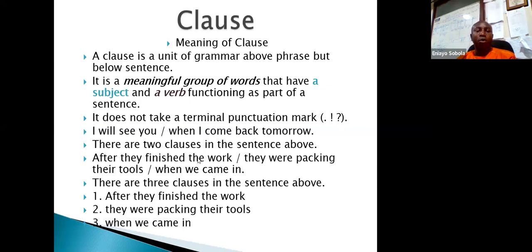After they finish the work, they were packing their tools when we came in. And here we have three clauses. To account for each of the three clauses: after they finish the work, realize that there is nothing to punctuate there. They were packing their tools, nothing ends it. When we came in, nothing ends it. So each of them is not a sentence, it is a clause, because what will qualify each of them to be a sentence is not present with them, which is the terminal punctuation mark.